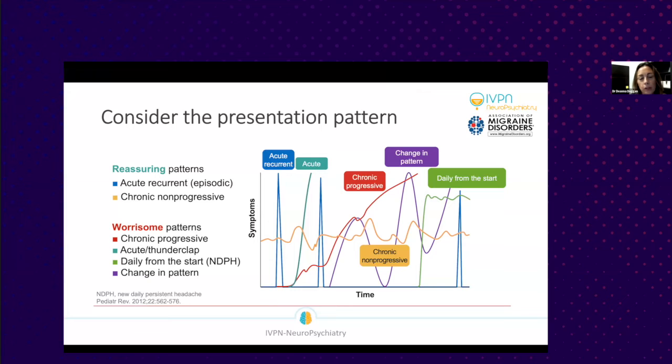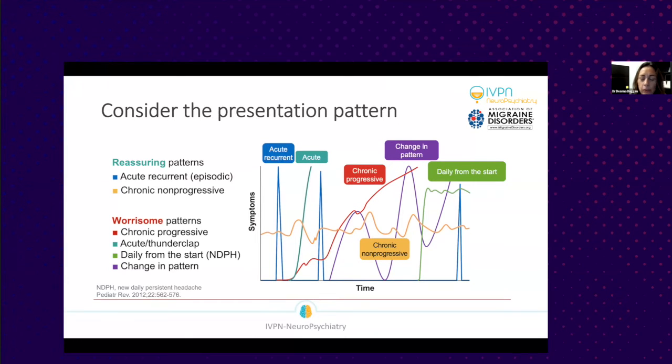And then also chronic non-progressive, where there are kids, unfortunately, who actually experience chronic daily unremitting headaches for an extended amount of time, months to years, but that specific headache intensity on an average daily level, and also their associated symptoms may fluctuate a bit, but it's pretty much remained stable. Those are reassuring patterns. Although we have strategies for both, they're not alarming.